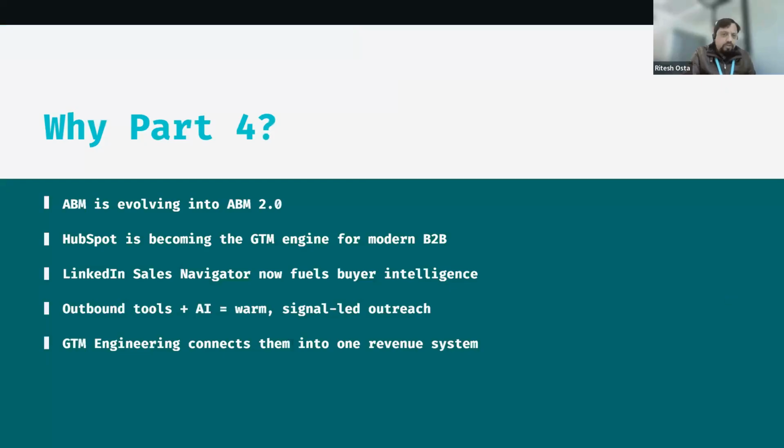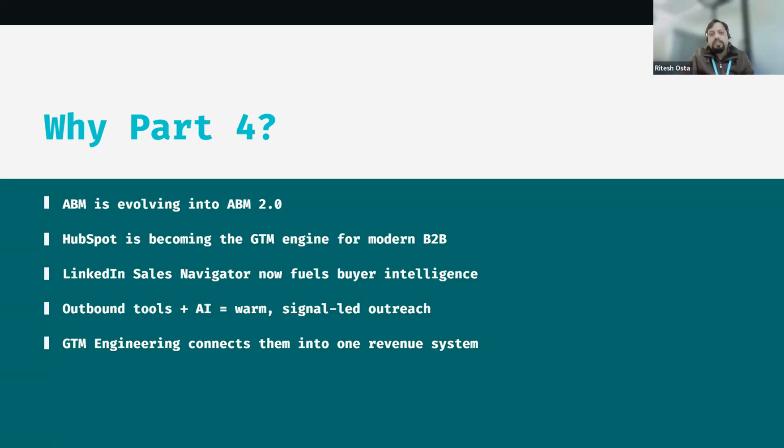Why part 4? Now, that's a good question, actually. The reason why we decided to do a part 4, though we have already done 3 parts, is we are going to focus on ABM evolving into ABM 2.0. That's very important. ABM is evolving very fast.